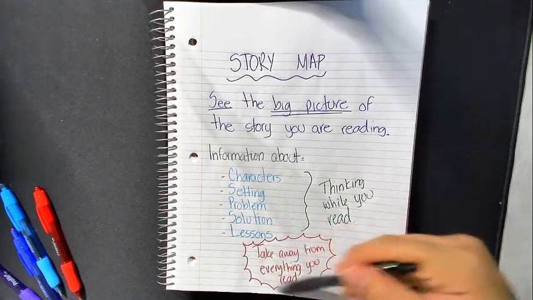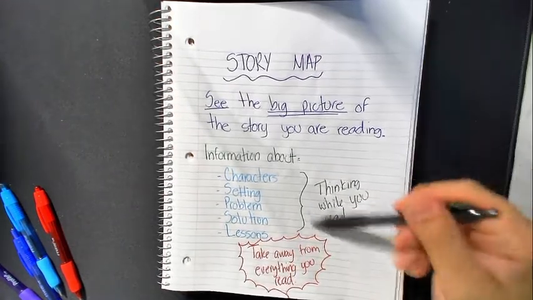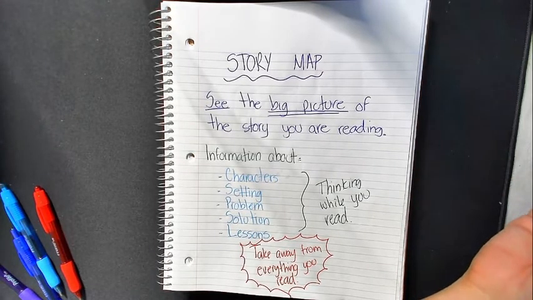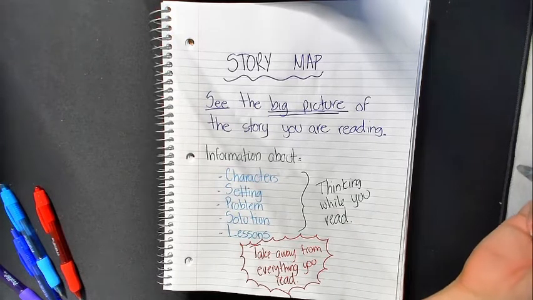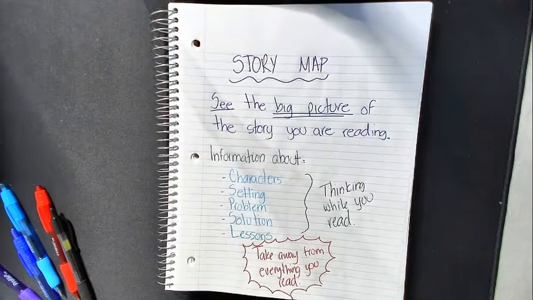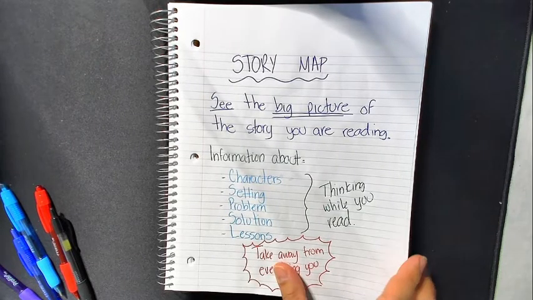In order for us to be able to have takeaway moments from everything we read, that means we have to be thinking while we read. Remember, I always say, if it didn't make sense or you didn't understand it, you need to go back and read it so you can think it through, help it make sense, and help you understand it. So now that you know what the story map will have and how it'll help you, let's go ahead and do one.